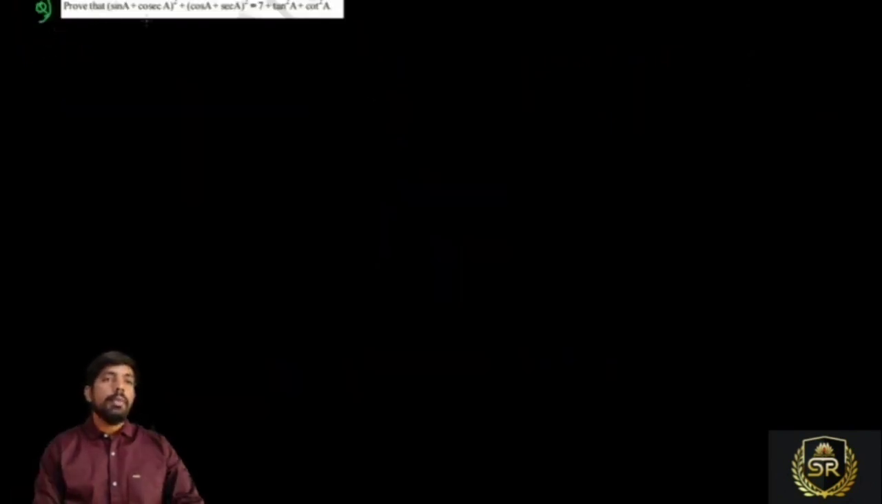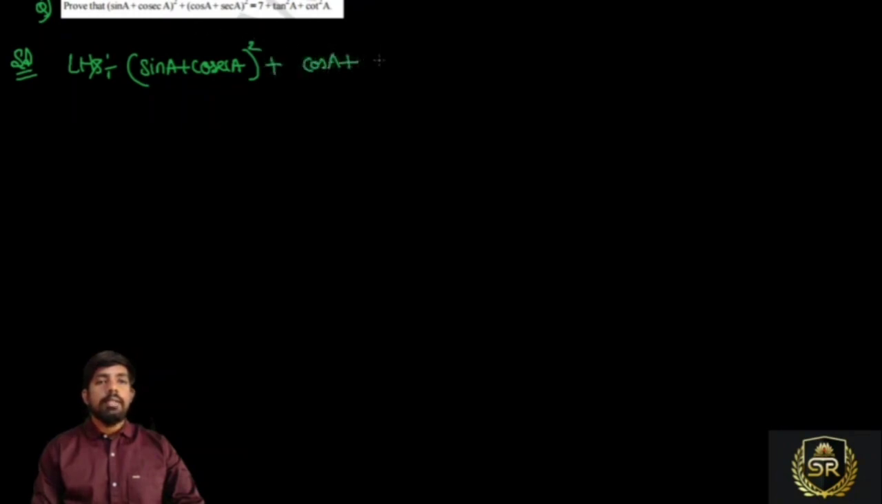Here we have a question. Prove that sin a plus cosecant a whole square plus cos a plus secant a whole square is equal to 7 plus tan square a plus cot square a. Now, given the LHS, first consider the LHS and prove the RHS. LHS means left hand side. So the left hand side part is sin a plus cosecant a whole square plus cos a plus secant a whole square.